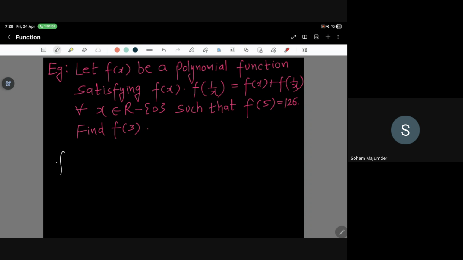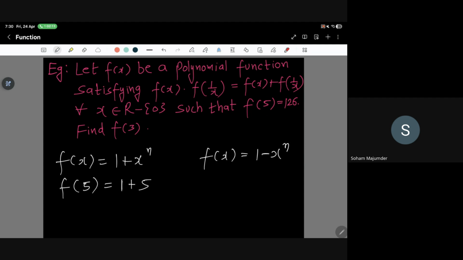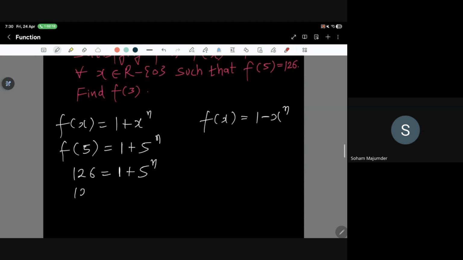So now my choice is either f(x) is 1 plus x to the power n or f(x) is 1 minus x to the power n, but it cannot be both at the same time. So they have given one condition that f of 5 is 126. If I substitute 5 here, it becomes 1 plus 5 to the power n. So f of 5 is 126, 1 plus 5 to the power n. So n comes out to be 3, and n is a whole number, so we are getting everything in place here.